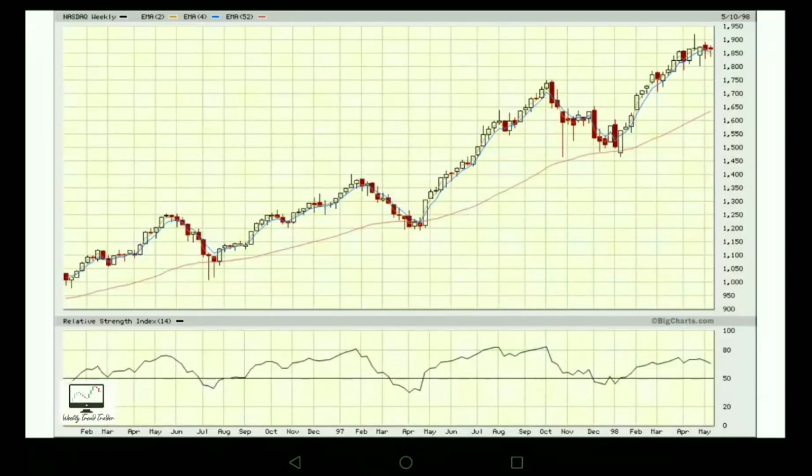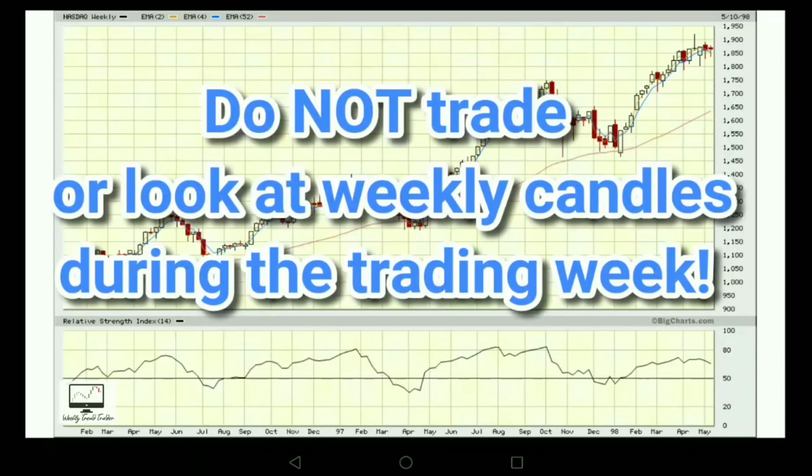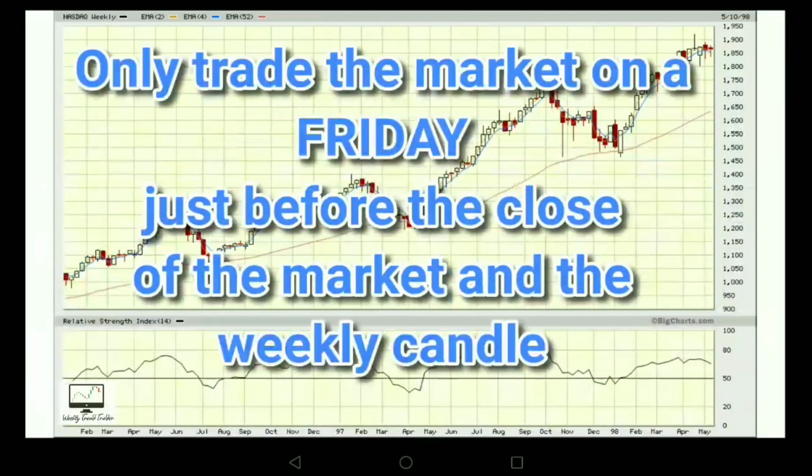Let's look at a very important point now though. A very important point for the strategy, now you understand it, is do not trade or look at weekly candles during the trading week. Only trade the market on a Friday just before the close of the market and the weekly candle.